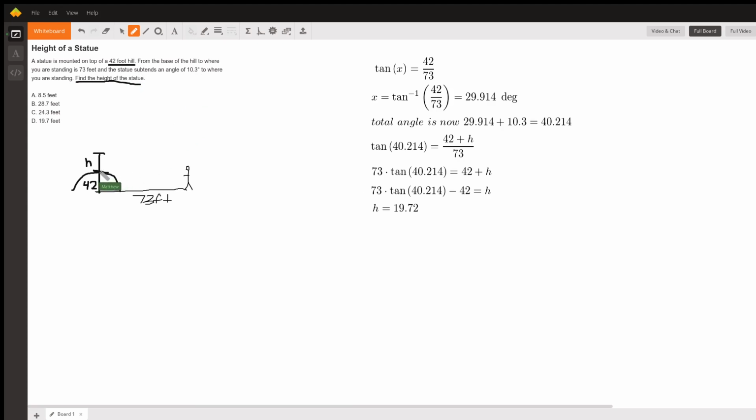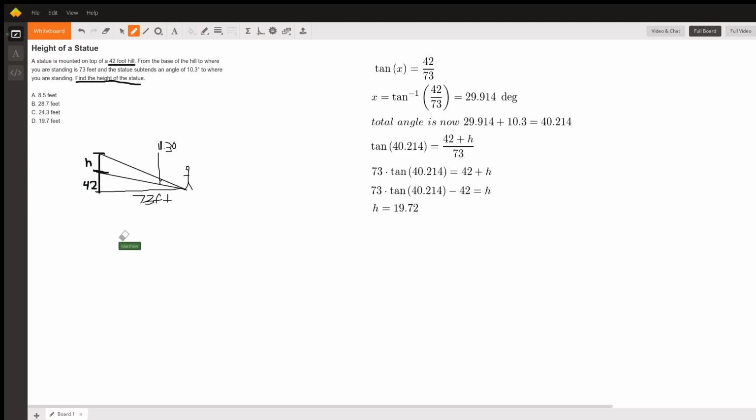What that means is, from the bottom of the statue to where we're standing, to the top of the statue from where we're standing, this angle in between, that angle right there, is actually 10.3 feet. Or I'm sorry, 10.3 degrees. And that's all the information they really give us. I'm going to go ahead and erase this hill.